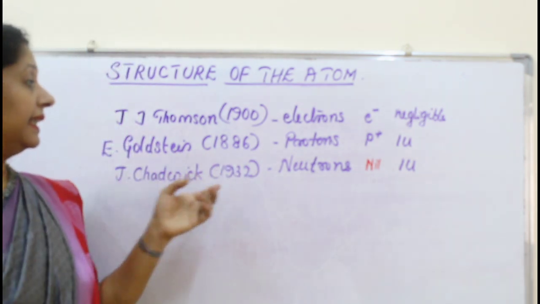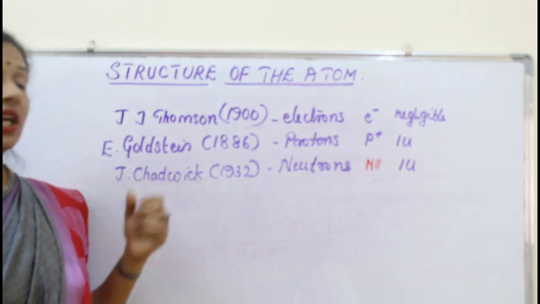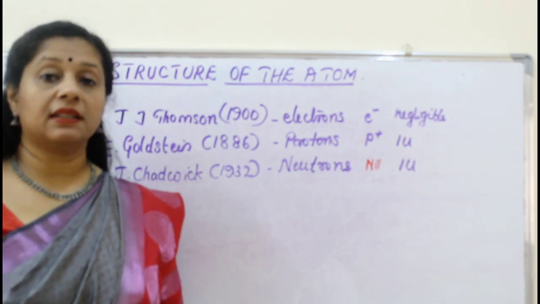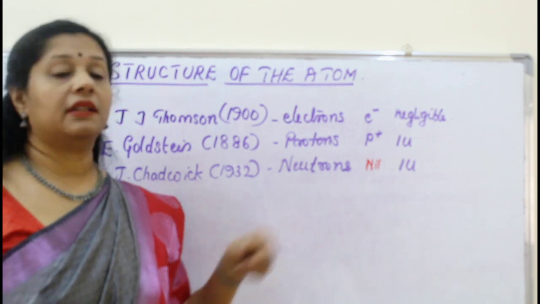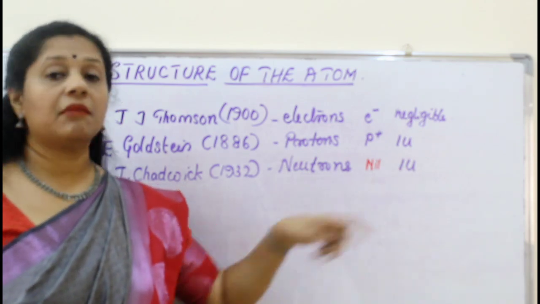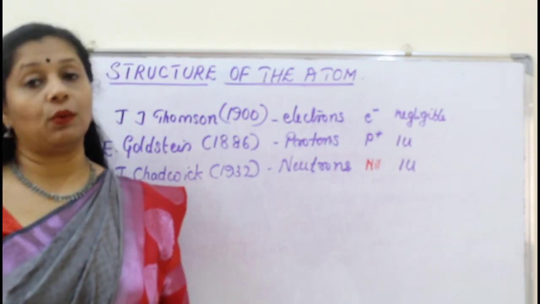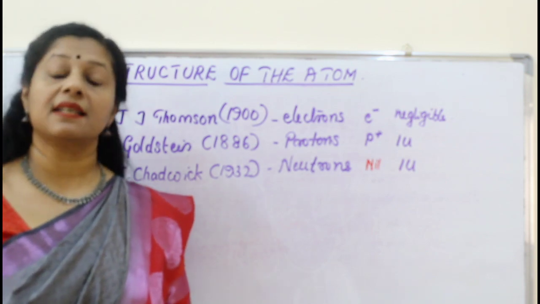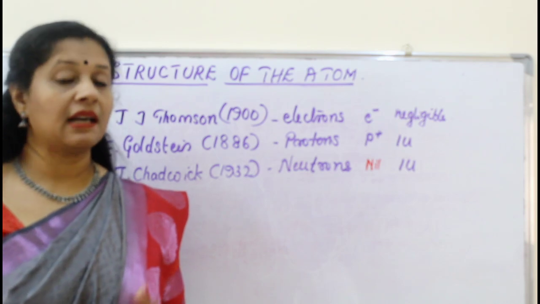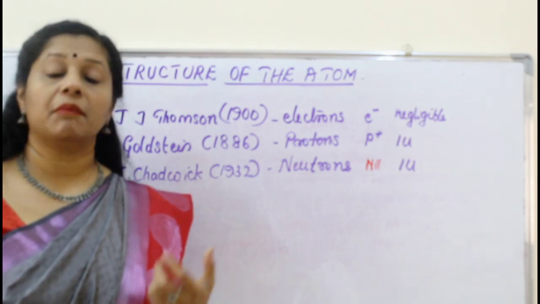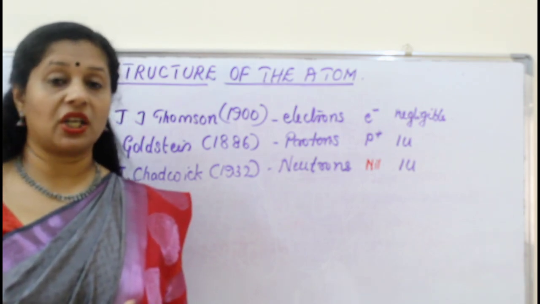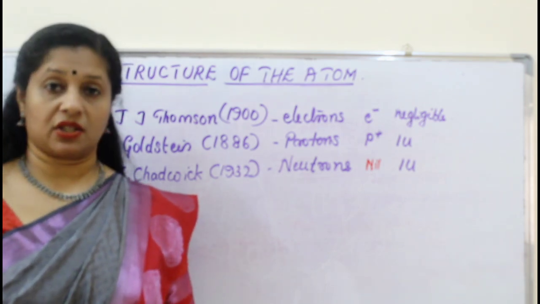Then later in 1932, another scientist called J. Chadwick discovered neutrons also in the atom. So the neutrons are the third particles, which are neutral, or they do not have any charge. They are located in the center of the atom and their mass is also relatively equal to our proton, so we consider it as 1 unit. So proton has a mass of 1 unit, neutron has a mass of 1 unit, and electron does not have any mass because it is negligible. Electrons are negatively charged, protons are positively charged, and neutrons have no charge, or they are neutral.